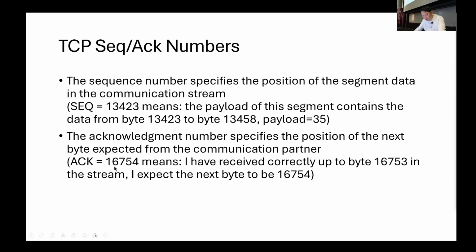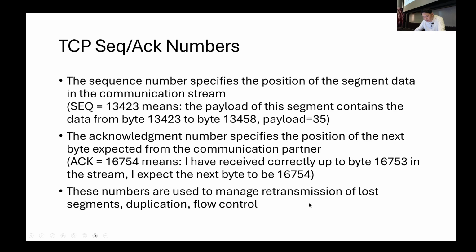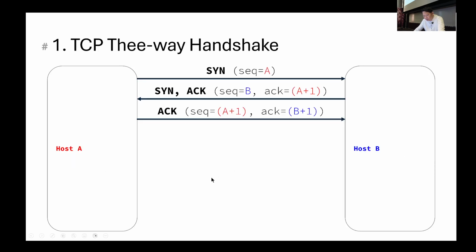For example, ACK number 16754 means I have received the data up to that point in the stream, so I expect the next byte to be this ACK number plus one. These numbers are used to manage retransmissions, duplications, and flow control. Okay, they can be used for maintaining these features.